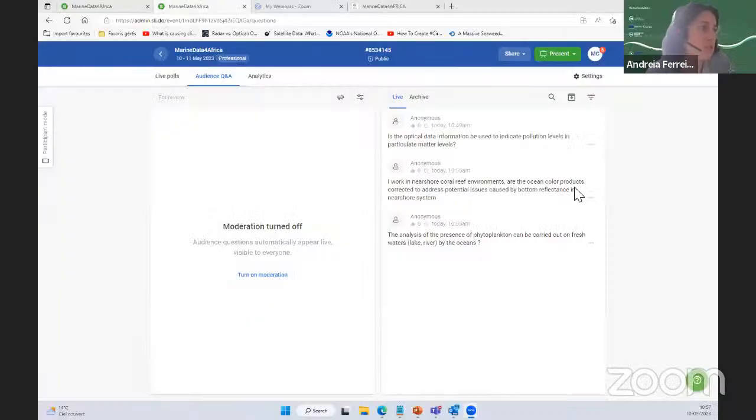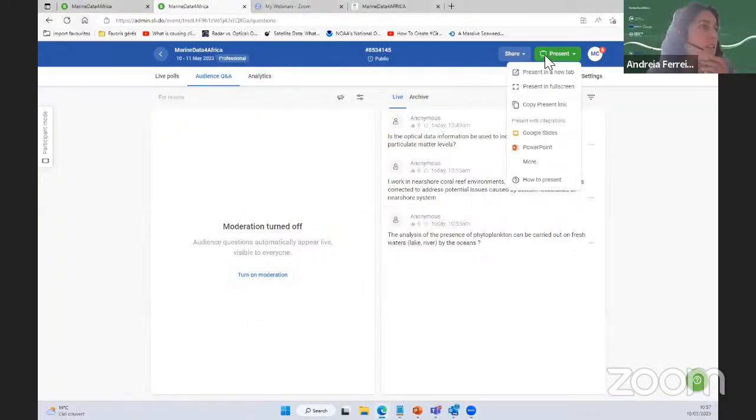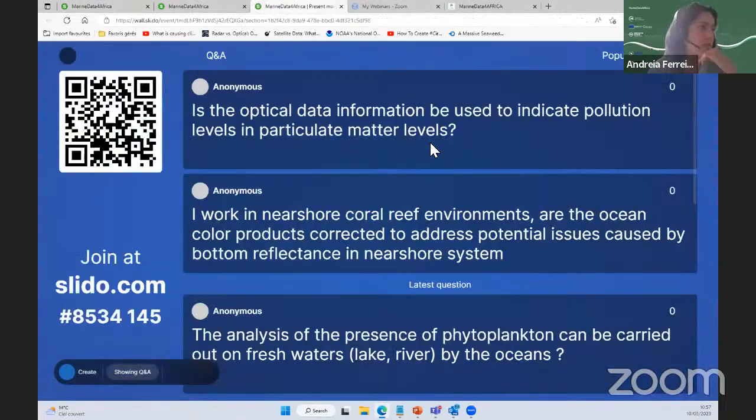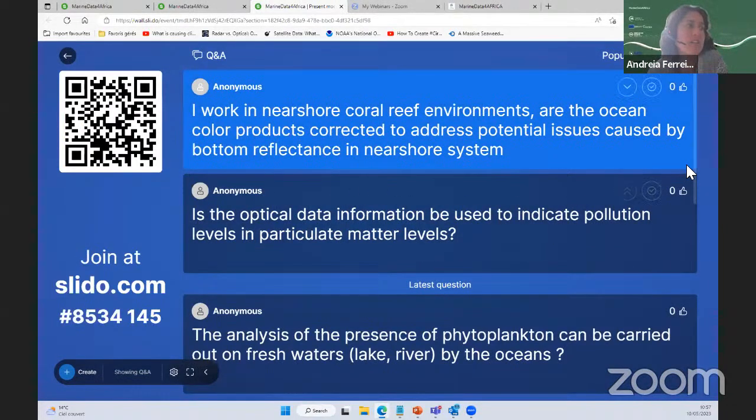Great, and now I will share one question. I work in nearshore coral reef environments. Are the ocean color products corrected to address potential issues caused by bottom reflectance in nearshore systems?